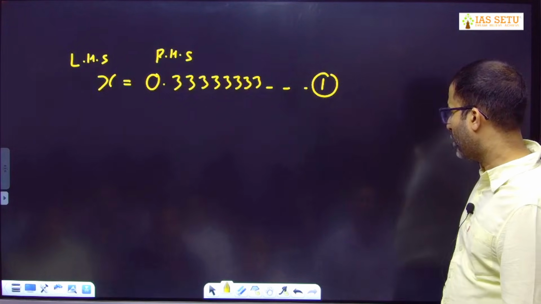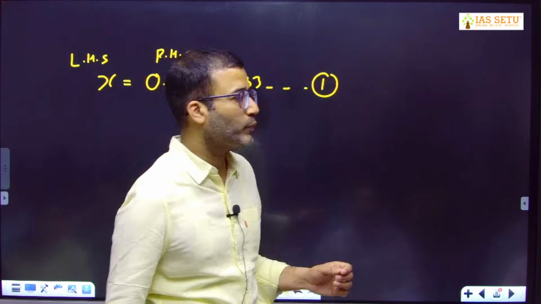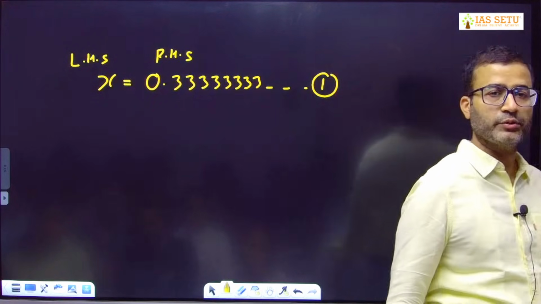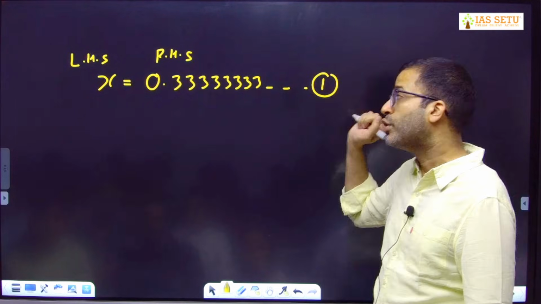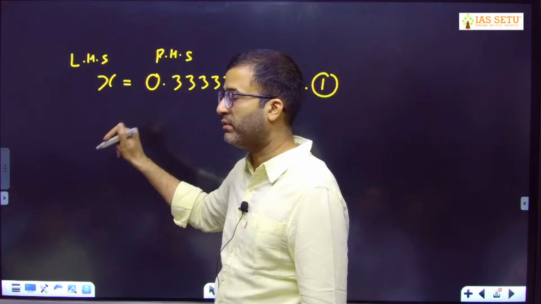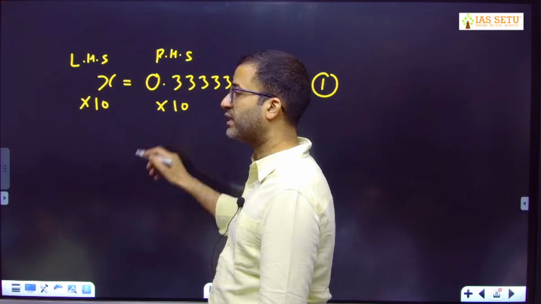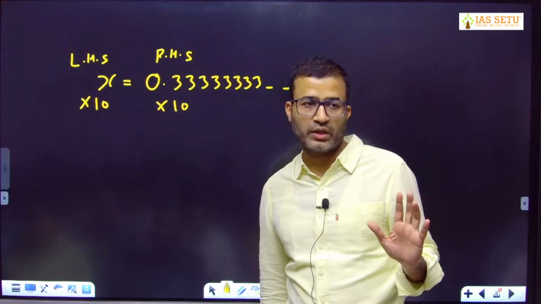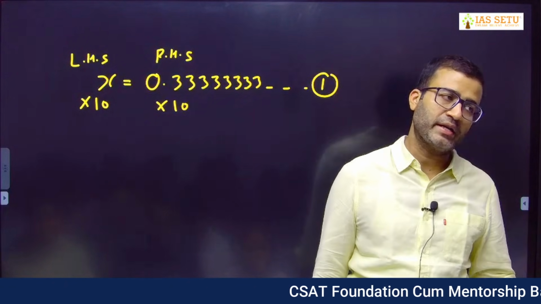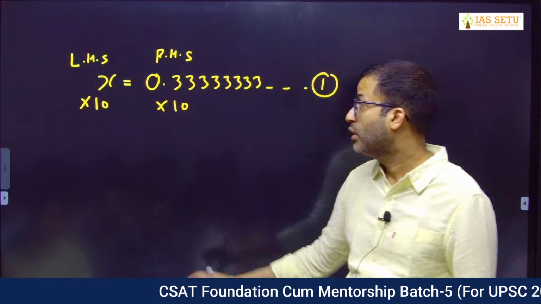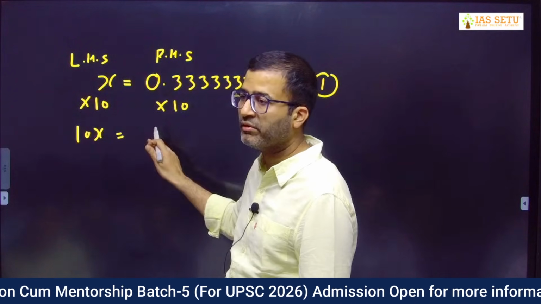Okay, now here my question is, we have to convert 0.3333 in fraction, numerator by denominator. I take it as x. This is my equation number 1. Now I multiply both sides by 10. I multiply left hand side by 10, I multiply right hand side by 10. That is my right, I can do. I want to multiply left hand side by 10, I can do, but I have to multiply right hand side by the same number. So tell me, what is x into 10? 10x.